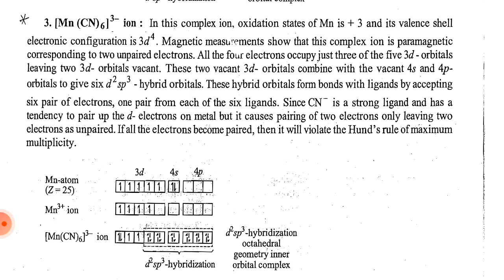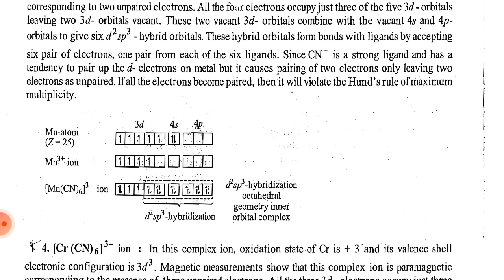All 4 electrons occupy just 3 of the 5 3d orbitals, leaving 2 3d orbitals vacant. These 2 vacant 3d orbitals combine with the vacant 4s and 4p orbitals to give 6 d2sp3 hybrid orbitals. These hybrid orbitals form bonds with the ligands by accepting 6 pairs of electrons, 1 pair from each of the 6 ligands. Since CN minus is a strong ligand and has a tendency to pair up the d electrons on the metal, it causes pairing of 2 electrons, leaving only 2 electrons unpaired.